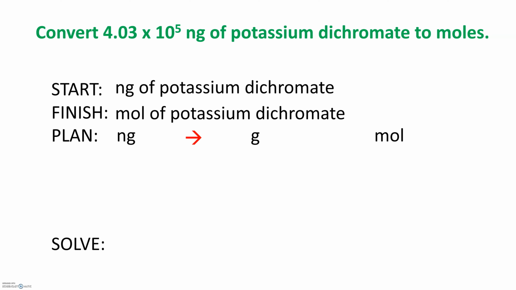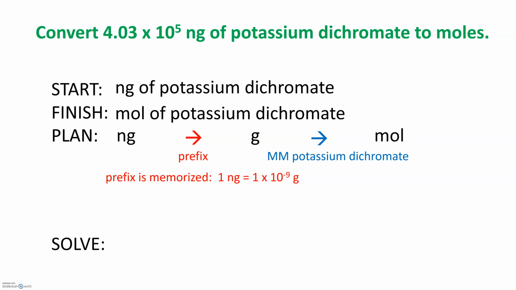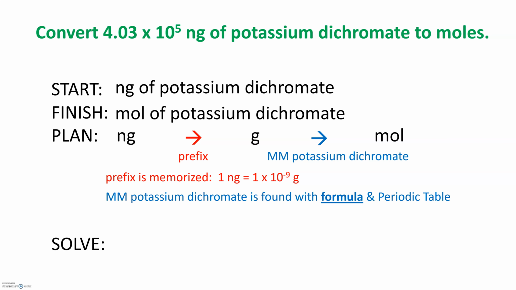I can get from nanograms to grams because I know my prefixes. I remembered them from a long time ago. Right? 1 nanogram is 1 times 10 to the minus 9th grams. And now to get from grams to moles, I just need to know the molar mass of potassium dichromate. Well, how do I find that? I need the formula of potassium dichromate and the periodic table. So now we've got to remember how to name compounds. Here's where we're going to take a little pause. Make sure you pause the video and try to figure out the formula of potassium dichromate. It should take you less than 30 seconds.